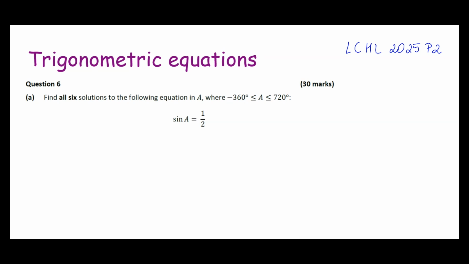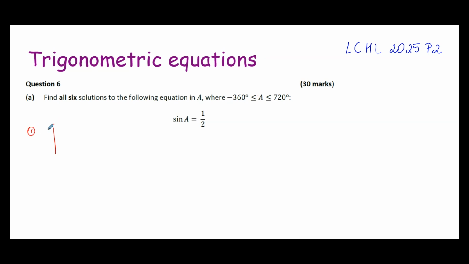Trigonometric equations. How do we solve them? We can break it down into steps. Here we have: find all 6 solutions to the following equation in A, where our angle is between -360 and 720 degrees. So we can break that down, solving those equations in steps. At the end, I will explain why we do that.